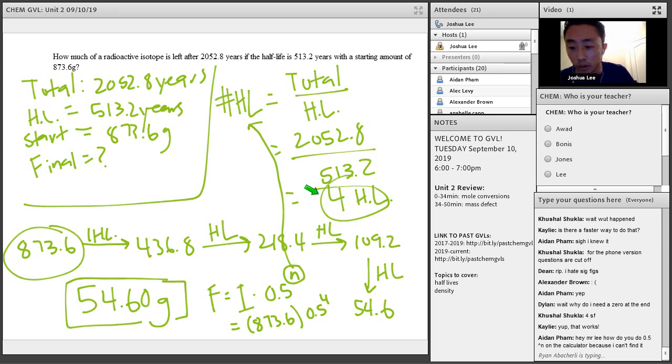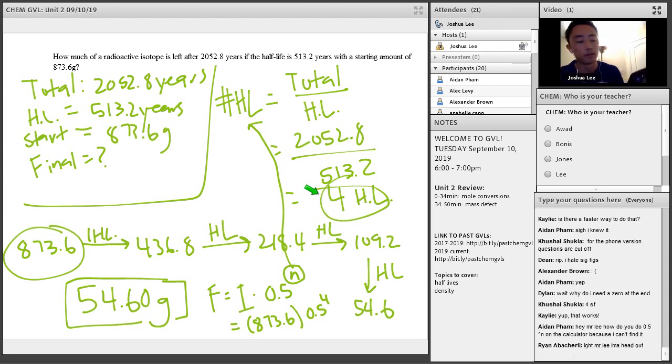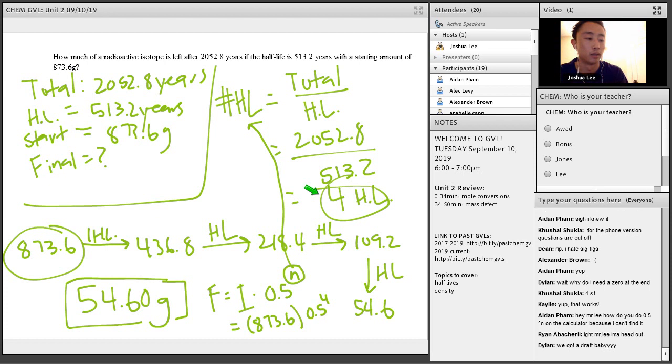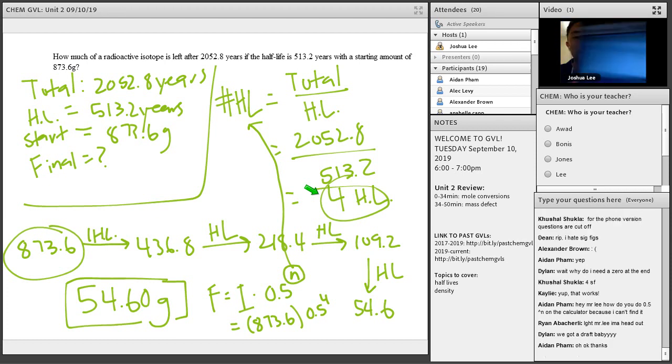How do you do 0.5 to n on calculator? Because I can't find anything. So that one, I think you have to use the little hat, the little caret. I think that's what math people call it. That little up sign. Sometimes people make a little smiley face. They're like, oh, so happy that we're doing chem.